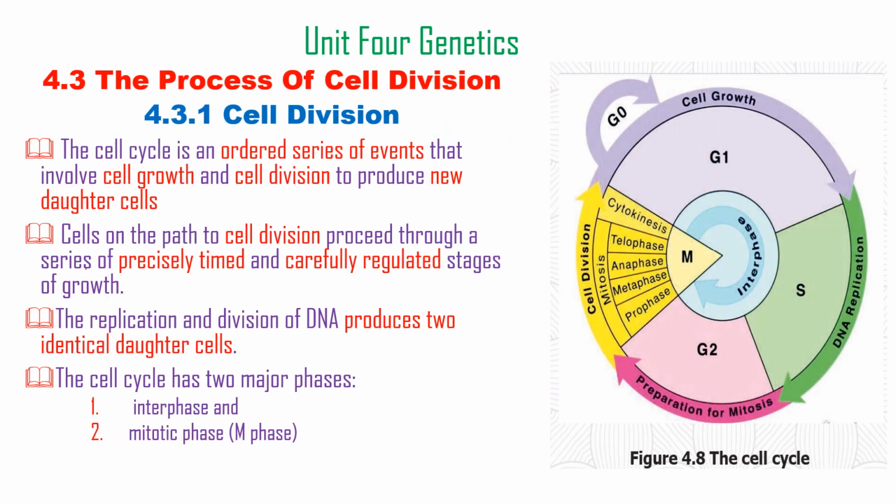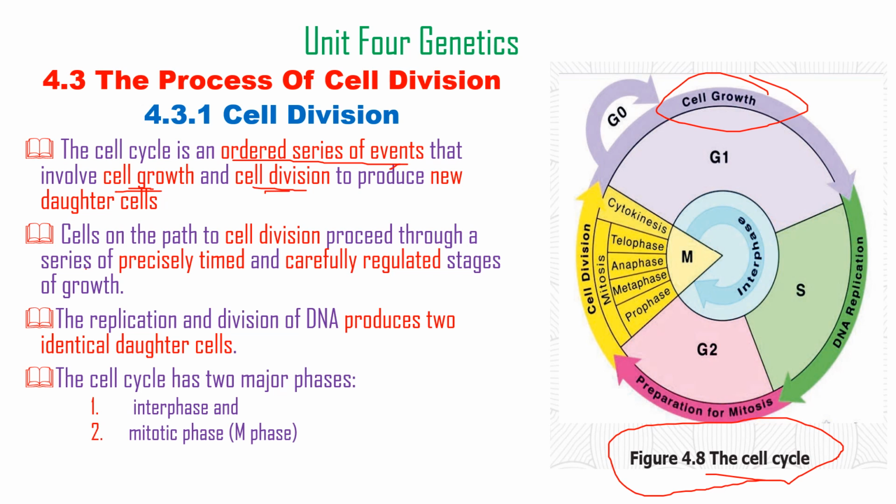So the cell cycle is an ordered series of events that involve cell growth and cell division. Be careful here: when we talk about the cell cycle, it involves two things, cell growth and cell division.